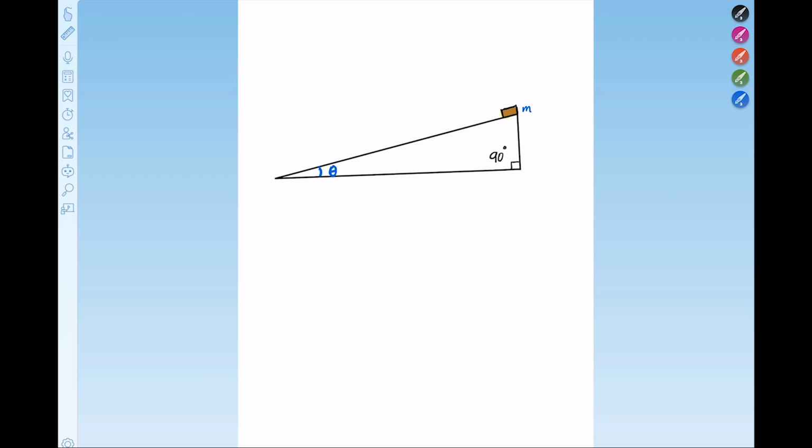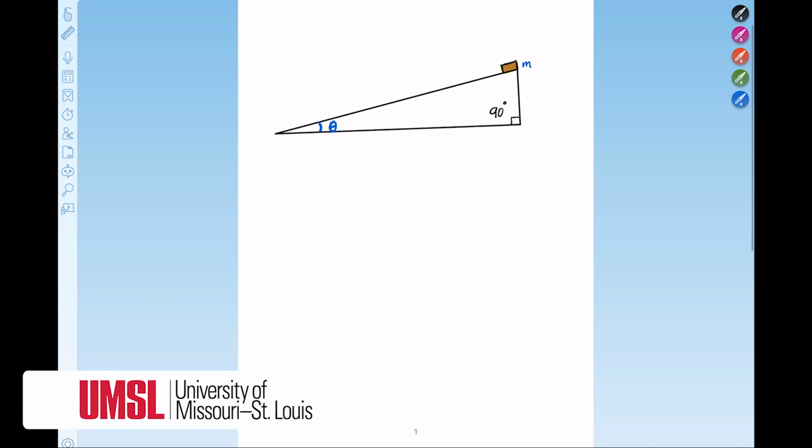Let's talk about the work energy experiment. I would like to take a few minutes and review the work energy theorem. The work energy theorem is very simple.